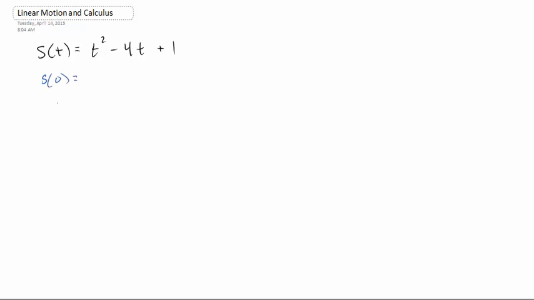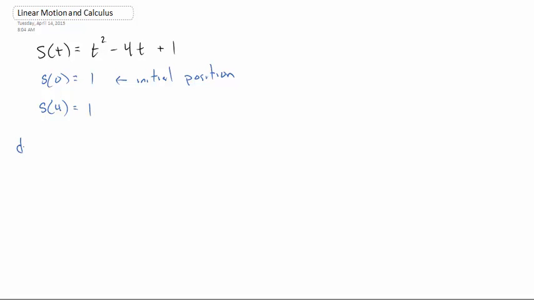what does s of 0 find us? We substitute 0 into this, we get 1. What is that? That's the initial position. And what would S4 give us? S4 gives us the position of this particle when 4 seconds have gone by. And if we substitute 4 in for t, we get 1.